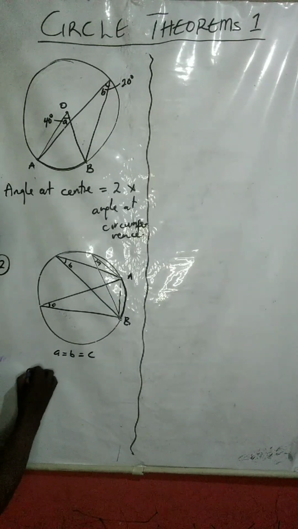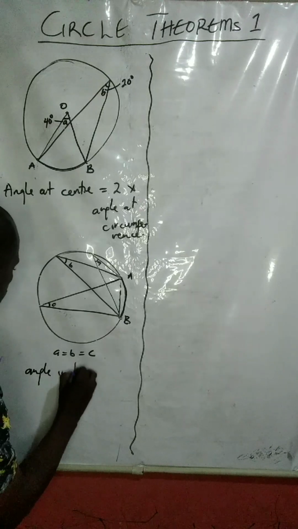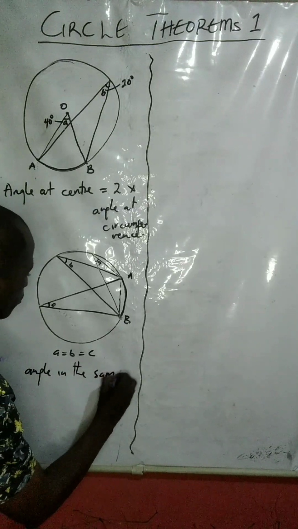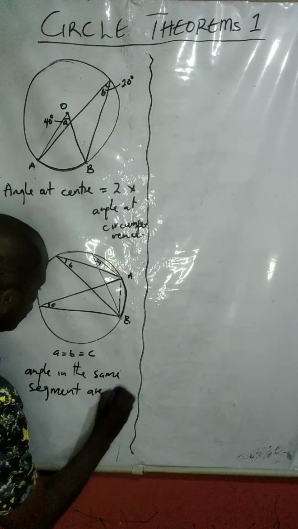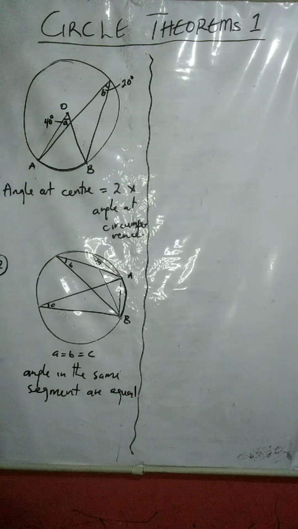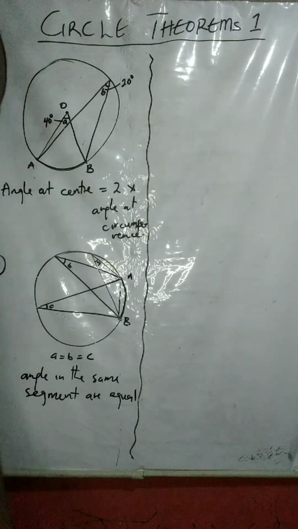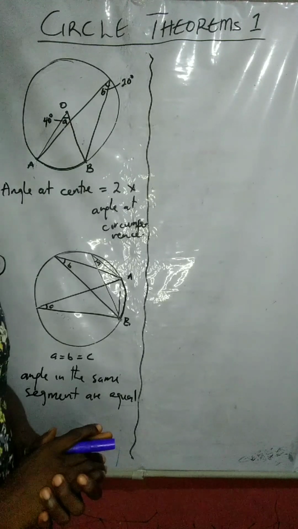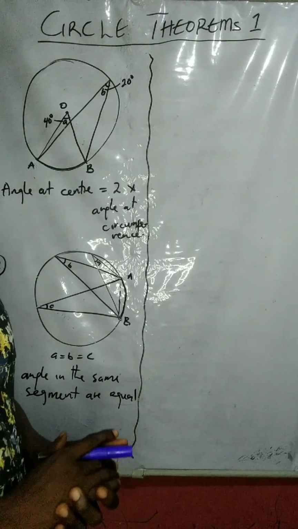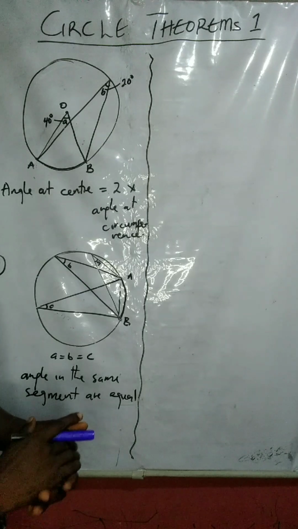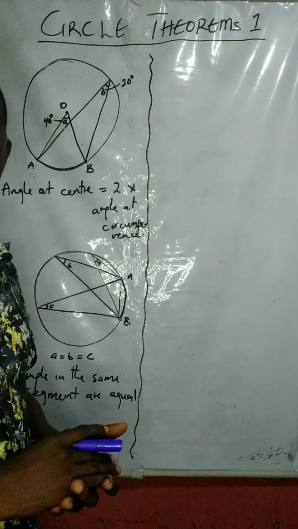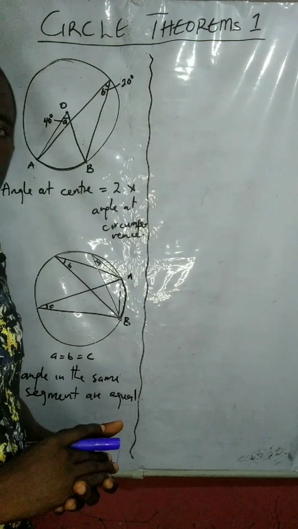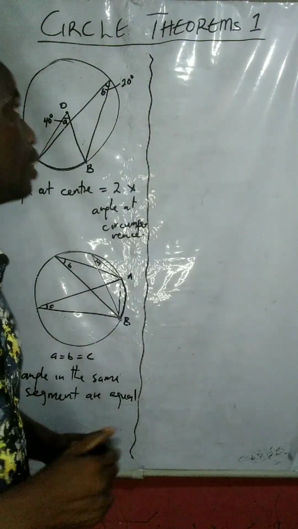Theorem number 2. Angles in the same segment are equal. So that's our second theorem. Anytime you see angles in the same segment, they are what? Equal. Now theorem number 3 also has to do with an arc too. But this arc is the semicircle arc.